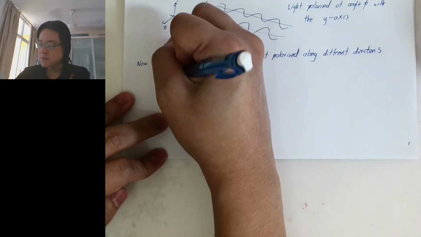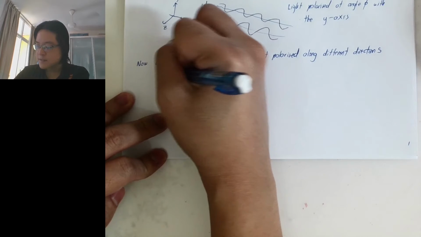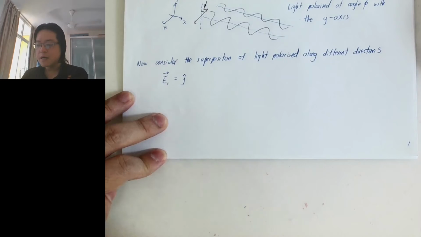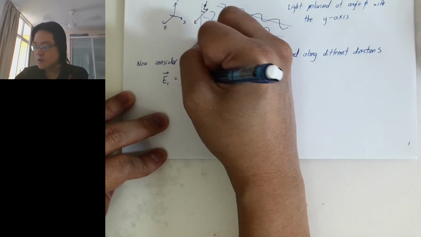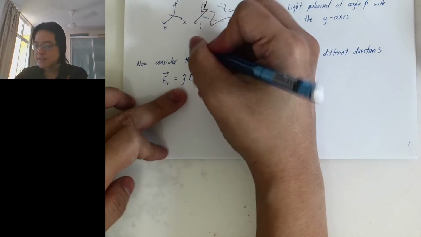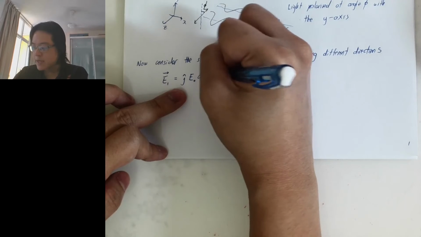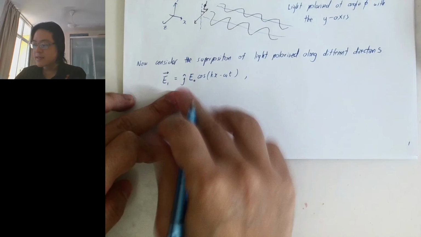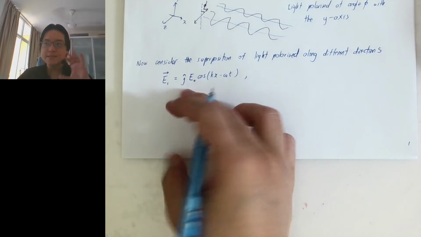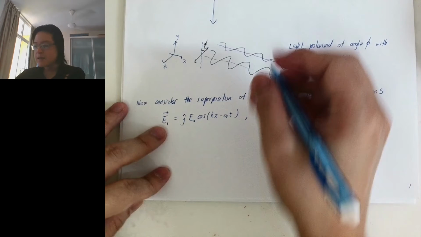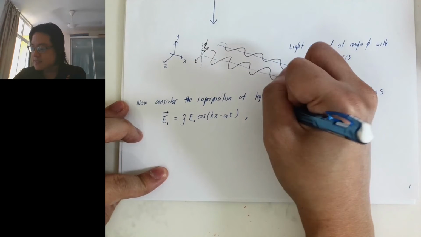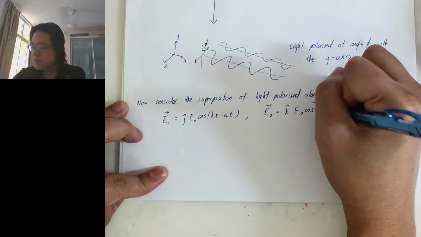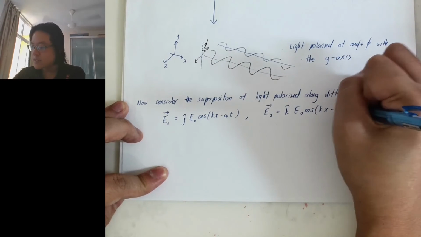Okay, so let's say light number one. Light number one is my default example. I always prefer the y direction, cos(kx - omega t), and let me just mix it with another light that is in a different direction. So just as a way to understand this, let us consider a light in the z direction, so k. Okay, so k E cos(kx - omega t).